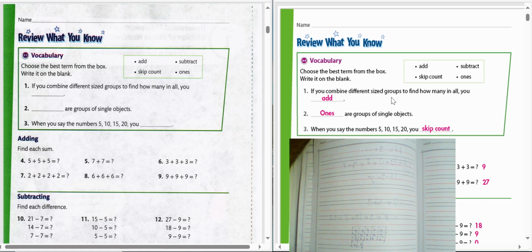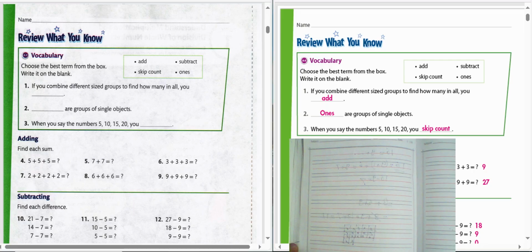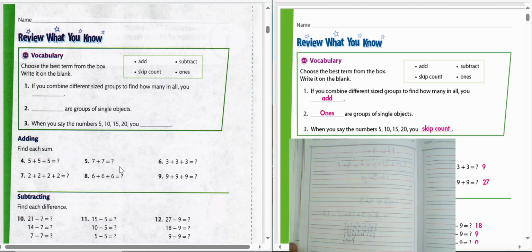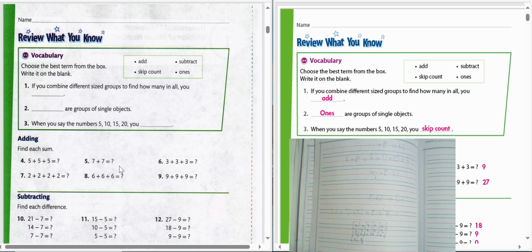You combine two different size groups to find how many in all. Once are groups of single objects. When you say the numbers 5, 10, 15, 20, you call it skip count. You must solve this example by yourself. 5 plus 5 equals 10. 7 plus 7 equals 14. You must know these facts of doubles. Doubles, the facts you know.